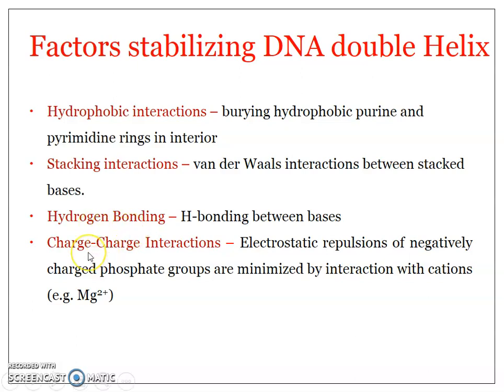Another interaction which stabilizes the DNA double helix is charge-charge interactions. That is, the electrostatic repulsion of negatively charged phosphate groups is minimized by the interaction with cations present in the surrounding medium. In the cellular fluid there will be cations like magnesium, sodium or calcium. Such cations will interact with the phosphate groups and hence minimize the negative charge. So this will also help in stabilizing the DNA double helix. I hope it is clear.